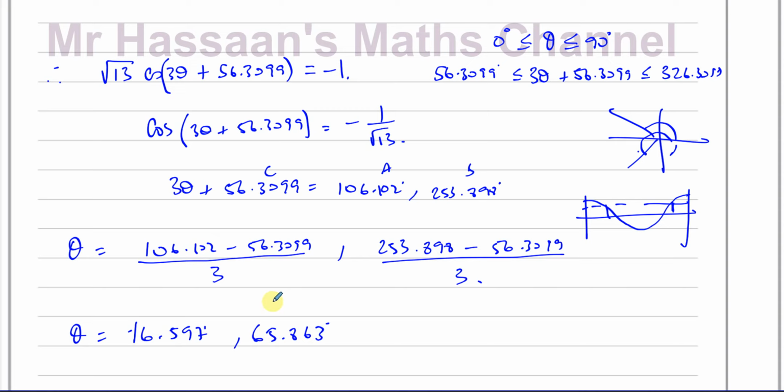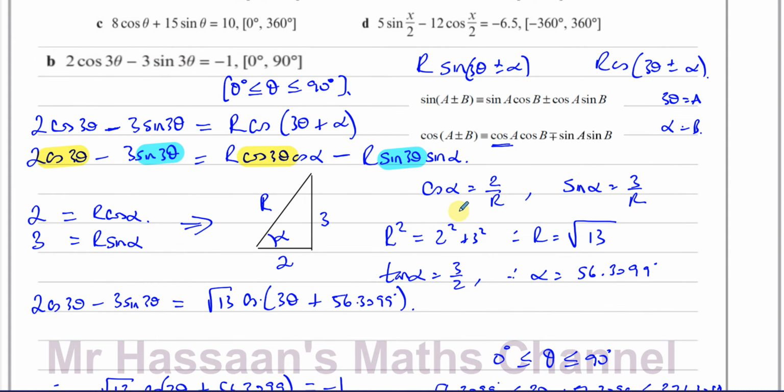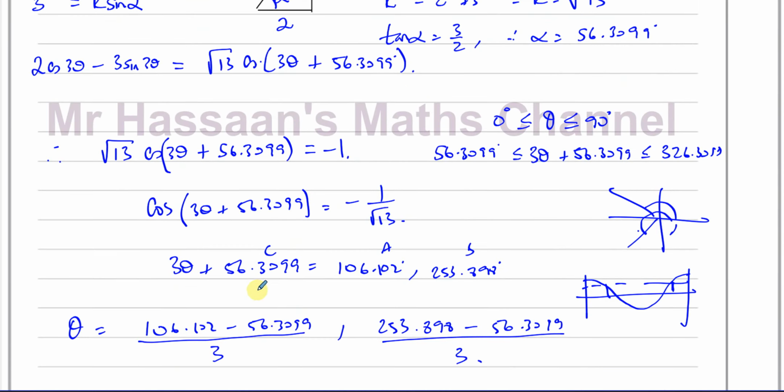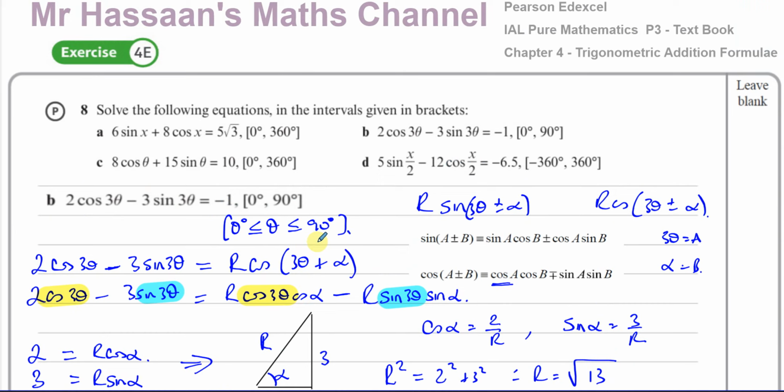65.863. So therefore, it didn't tell us how to round the answer. So our answers will be 16.6 degrees and 65.9 degrees. Those are the two solutions for this question. Okay, and that's the method of going about answering them.